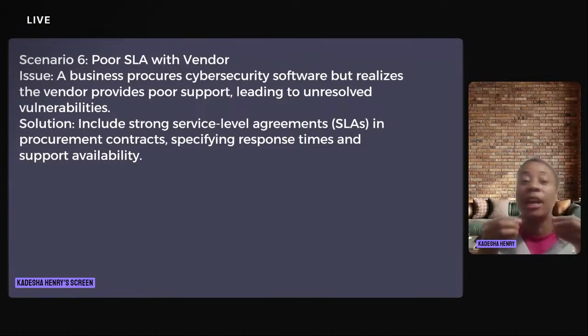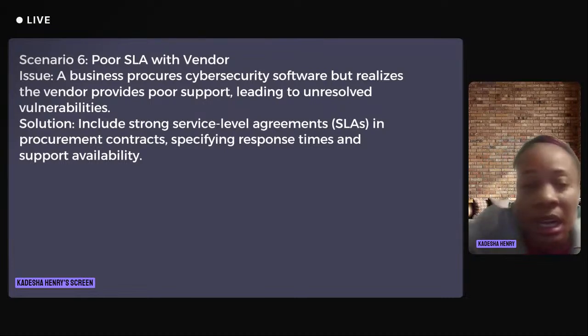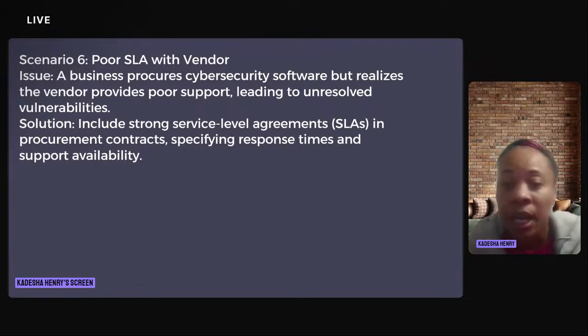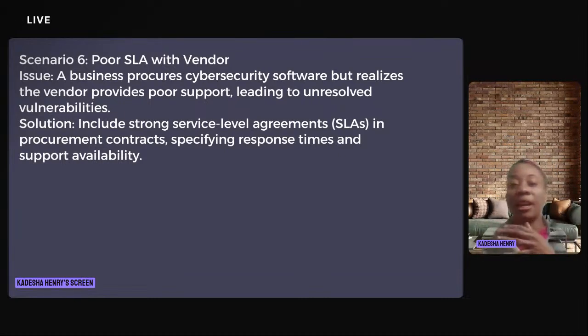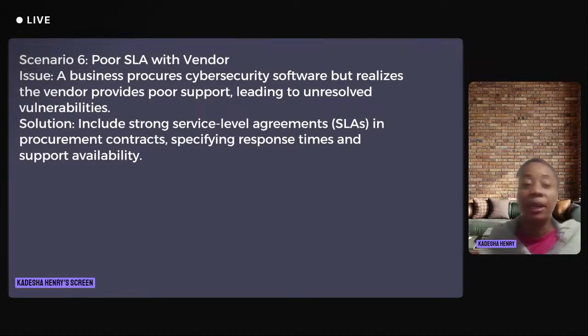So this vendor, right, must be able to give you the support that you need as a person that is going to run the data center or run the computer department. It cannot be that they have poor support, leading to vulnerability issues.